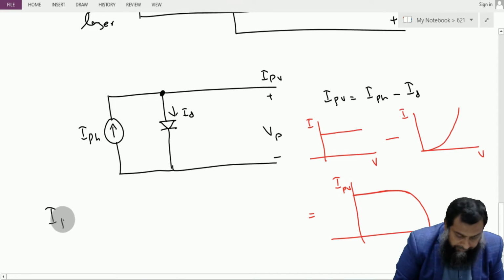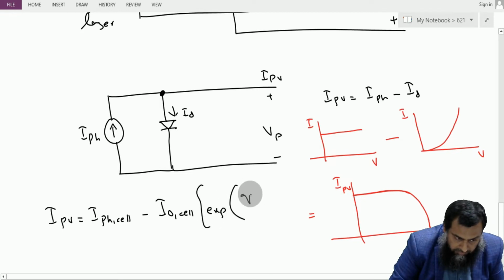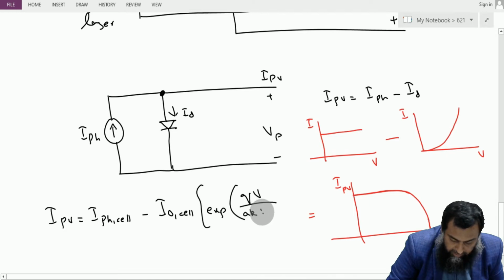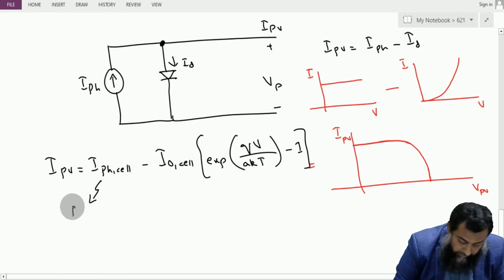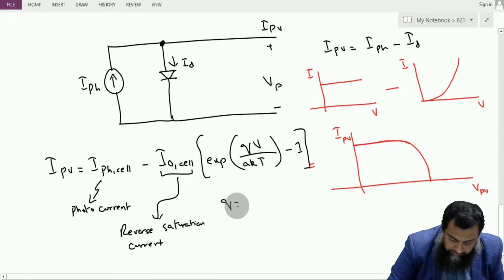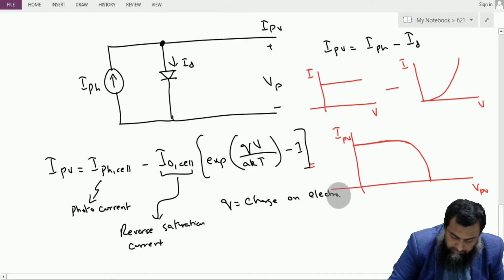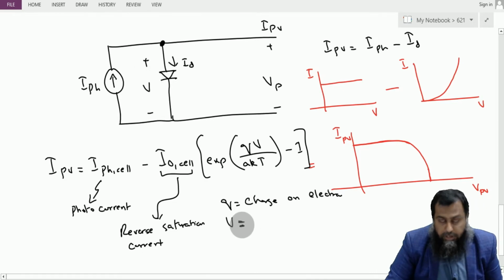So if I write down the equation of this particular curve, then we have IPV equals IPH of the cell minus I naught of the cell times exponential of QV over AKT minus 1, where this IPH cell is the current which is generated by the incident light. So it is the photocurrent. This I naught cell is the reverse saturation current. This Q is the charge on the electron. This V is the voltage across this diode, or the voltage across the junction.